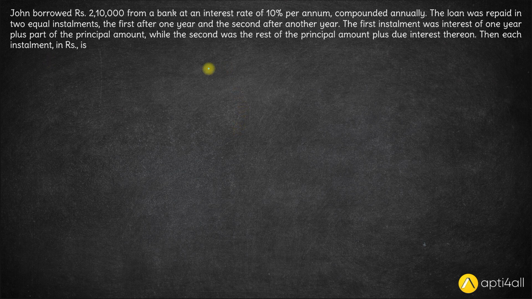Okay. So what we have here is 2,10,000 borrowed today, and it is repaid in two equal installments at the end of year 1 and at the end of year 2. So let's say the two equal installments are X and X. The rate of interest is being calculated based on compounding. So what we do in such cases in installments is we calculate the future value of all the amounts given and then we equate the total amount borrowed with the total amount paid back.